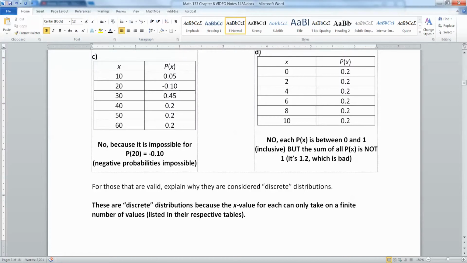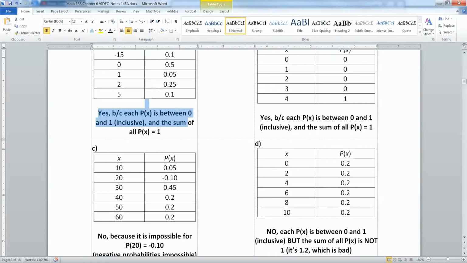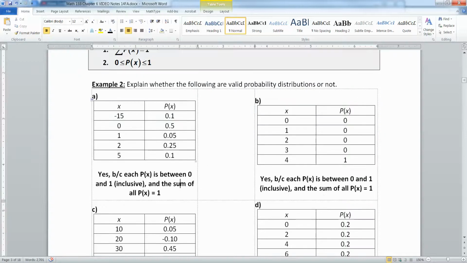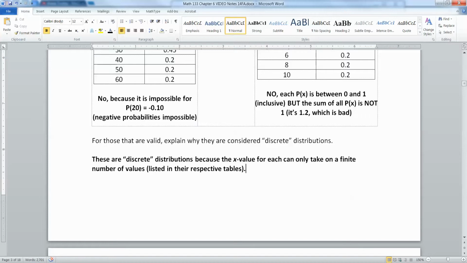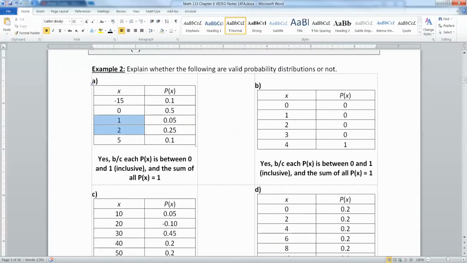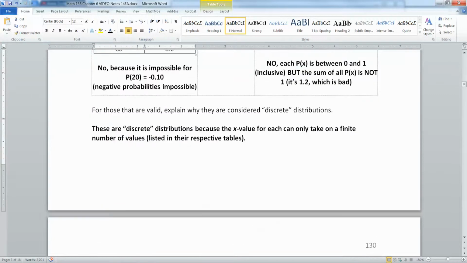As to why those are valid discrete distributions, we explained why they were valid up here. So these two, A and B, are valid, but why are they discrete? That's because for each of them, the X value can only take on a finite number of outcomes. So it can only take on these numbers, that's it. Right? There are no other numbers and there are no infinite decimal places. So since you can only take on a finite number of values that is listed in the table, that makes them discrete, as opposed to continuous, which would be it could take on any number. So not just 1 and 2, but any number between 1 and 2, like 1.5 or 1.25, etc. And we don't have that.